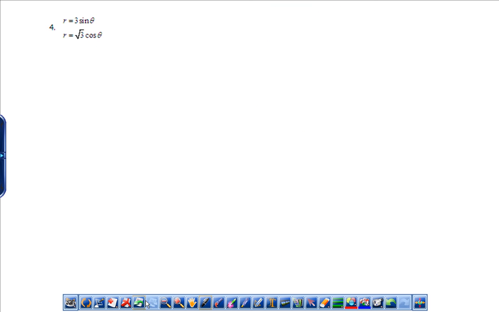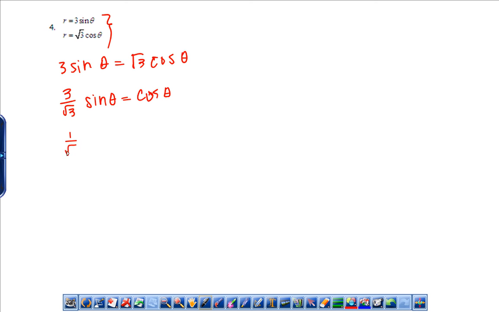Okay, number 4, if I set these two equal to each other, so this is 3 sine theta equals root 3 cosine theta. I'm going to kind of do like I did before. I'm going to divide by root 3. So this is 3 over root 3 sine theta equals cosine theta. I'm going to unrationalize this because I don't have a triangle that is 3 over root 3. So this is 1 over root 3. And I'm going to divide by sine. So this is equal cosine theta over sine theta.